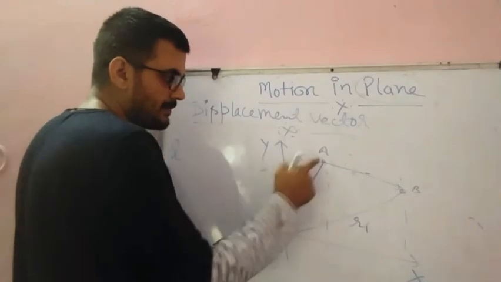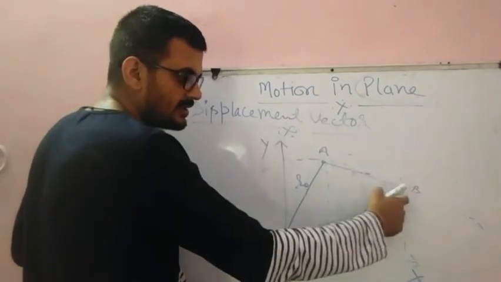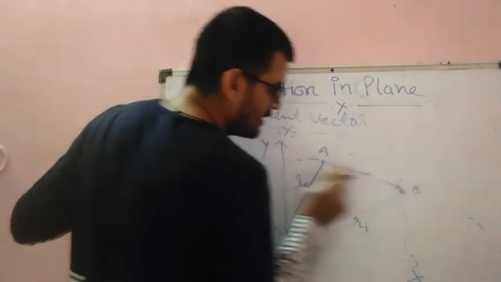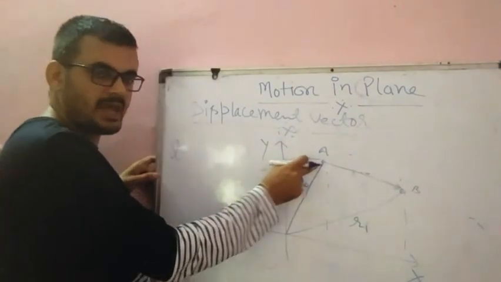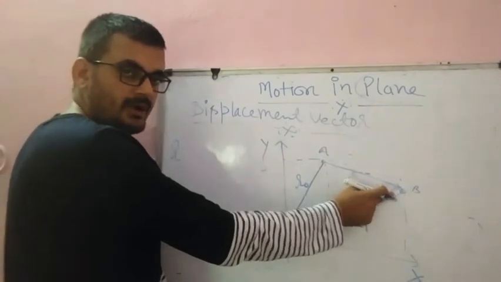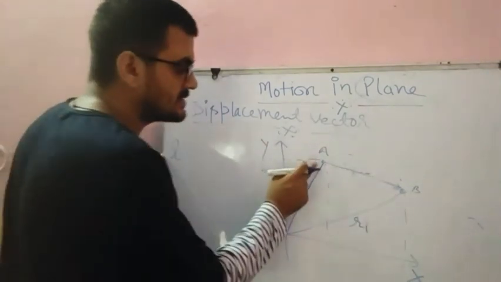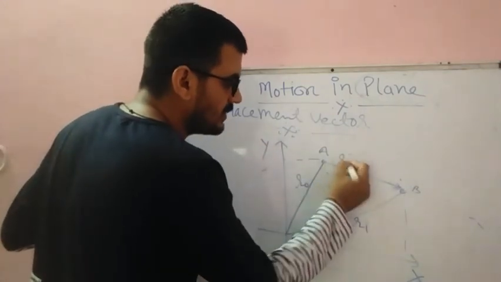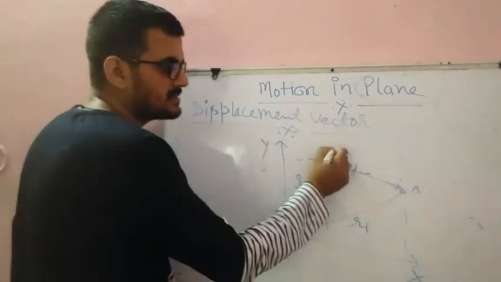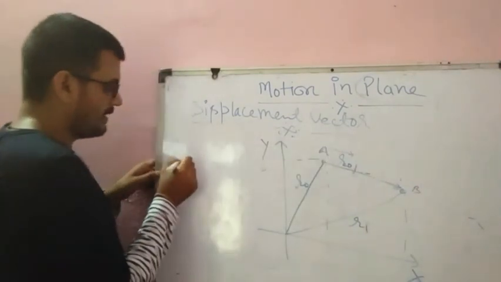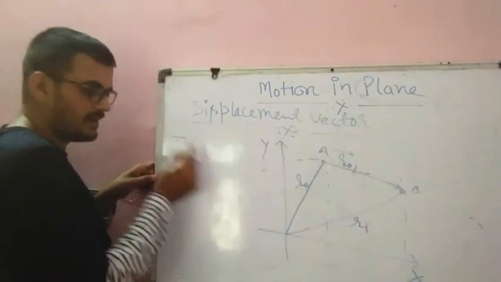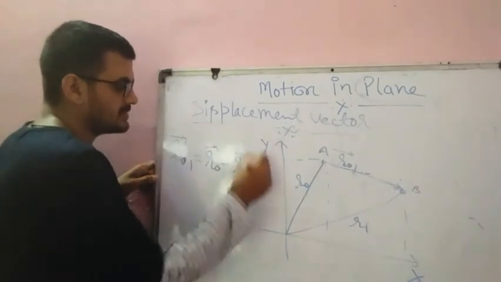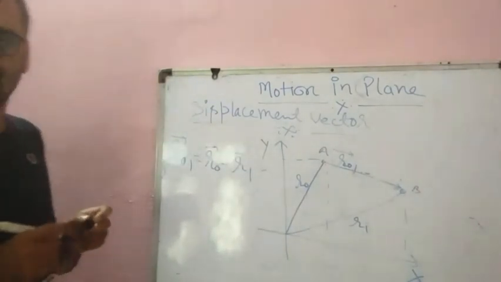How? The position vector of A is R0, position vector of B is R1. So displacement vector is that vector which represent the initial and final position of the body, means which is directed from initial to final position. Means initial is at 0, final is at 1. Like this, R01 vector equal to R1 minus R0. So this is the displacement vector.